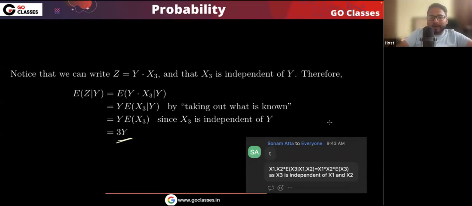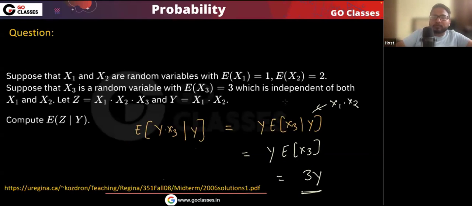So now you might have understood how to solve these kinds of questions. Sonam is asking why 3: because the expectation of x3 is given as 3. This quantity is given as 3. No problem. Now you might have understood a little bit how to find the total expectation, and what the notations are.